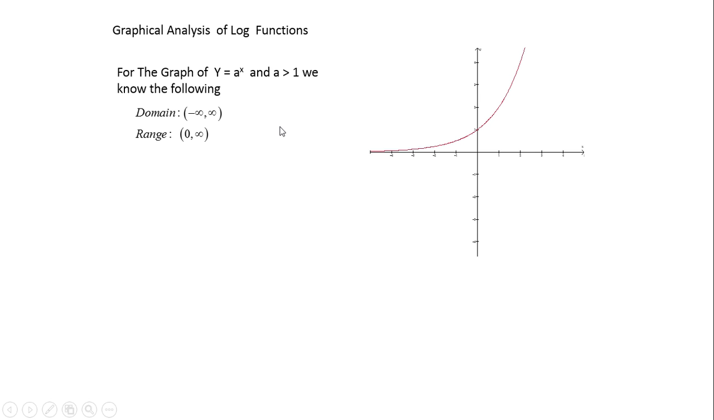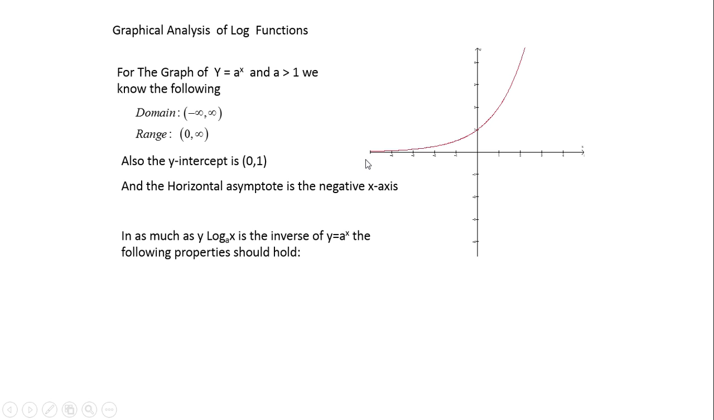Okay, so let's do some graphical analysis. Remember when we were looking at y equals a to the x, a greater than 1. We have this characteristic shape. Okay, we determined that the domain can be anything, but the range is limited to only positives. We know that this has a y-intercept of 1, and it has the asymptote along the negative x-axis.